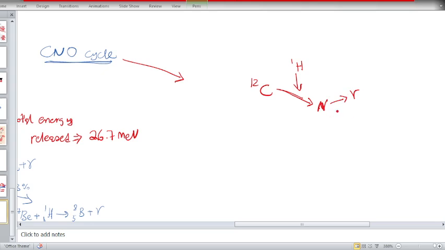And this nitrogen will decay. This nitrogen will become carbon 13, and along with that, it will release a neutrino.